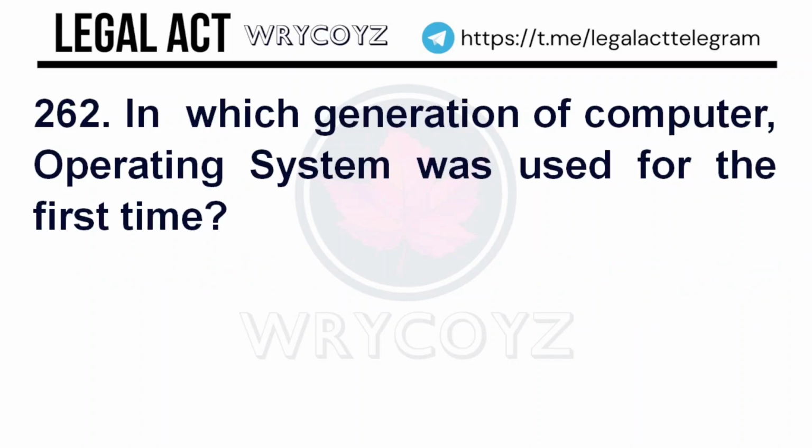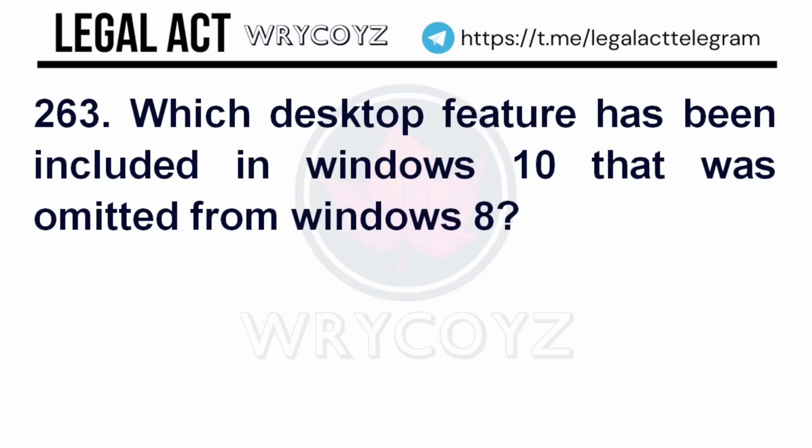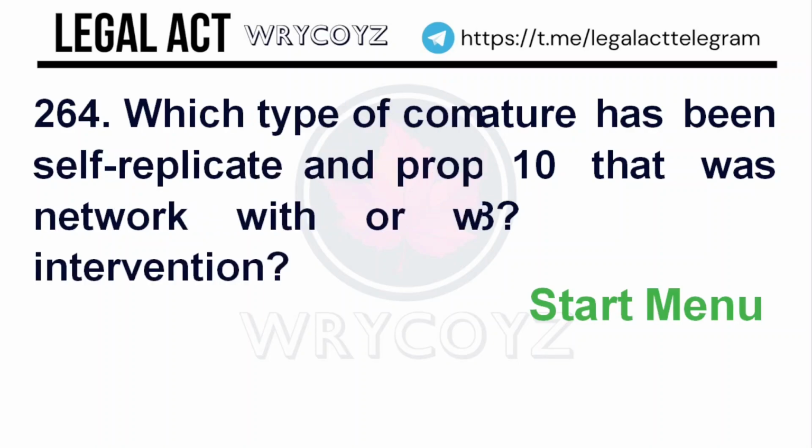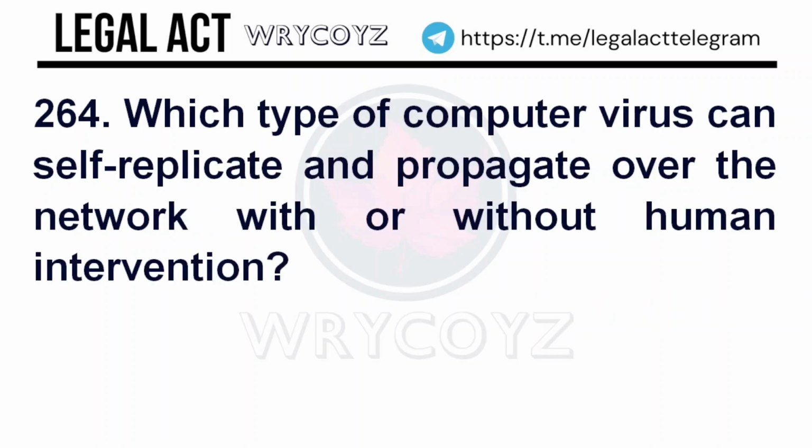262. In which generation of computer operating system was used for the first time? The answer is third generation. 263. Which desktop feature has been included in Windows 10 that was omitted from Windows 8? The answer is Start menu. 264. Which type of computer virus can self-replicate and propagate over the network with or without human intervention? The answer is worm.